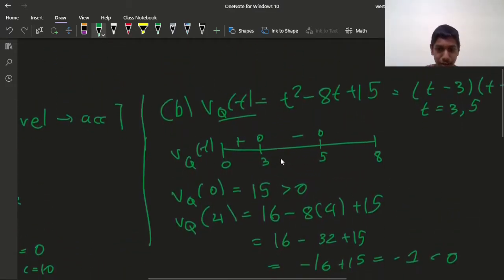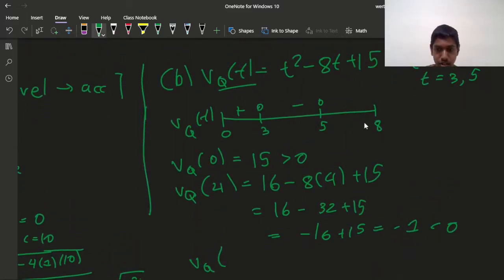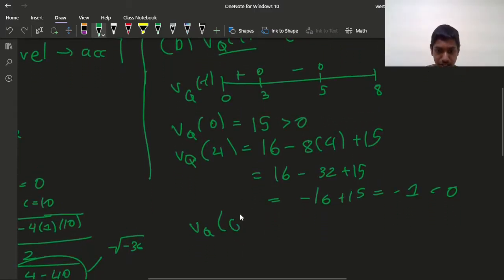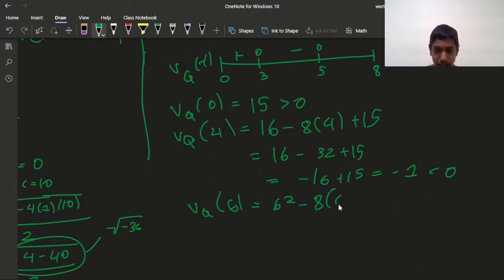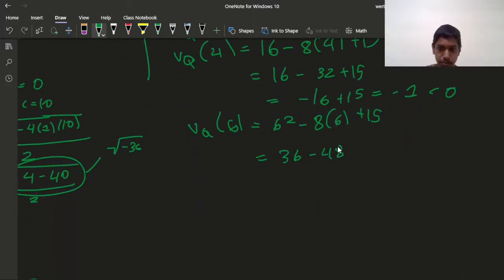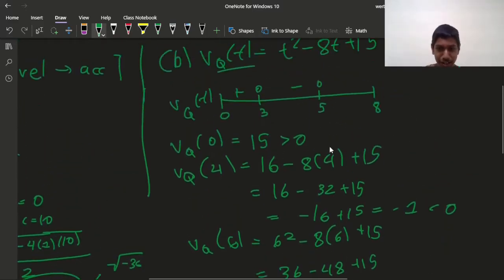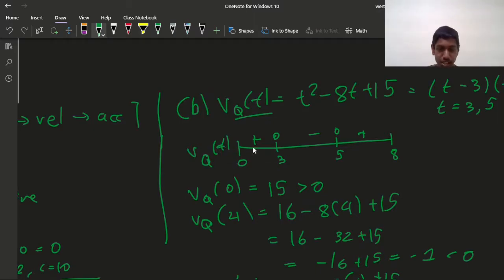And then for our final point, let's try 6 because it's smaller. Learned my lesson last time. So 6 squared minus 8 times 6 plus 15. And just doing the evaluation here. That is 3. Okay, that is taking me a long time, but alas, we've arrived. So now we have this sign chart for vq of t.